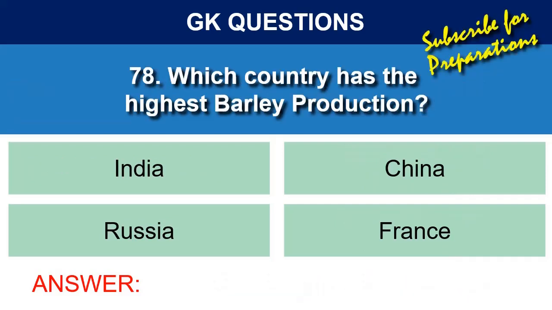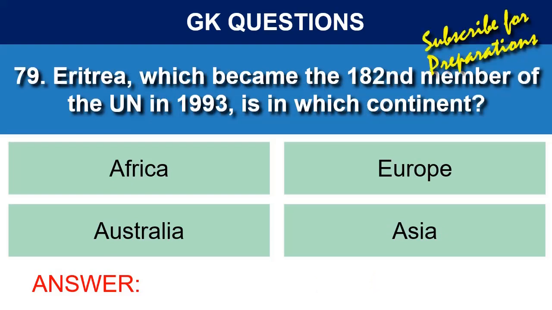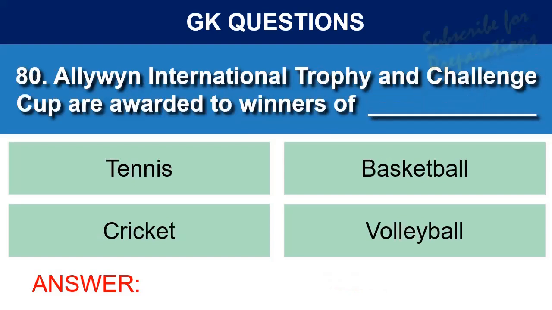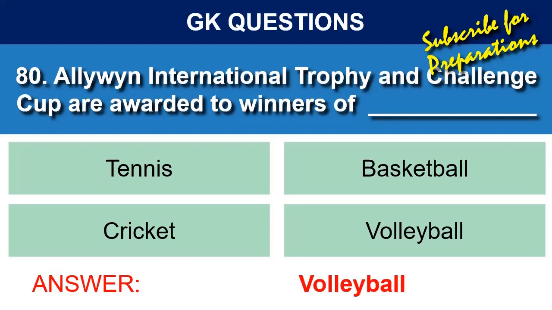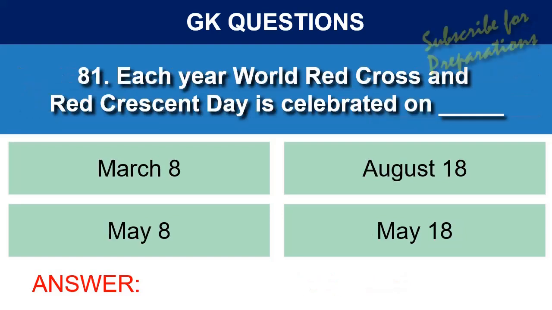Which country has the highest barley production? Russia. Eritrea, which became the 182nd member of the UN in 1993, is in which continent? Africa. Aylesford International Trophy and Challenge Cup are awarded to winners of volleyball. Each year, World Red Cross and Red Crescent Day is celebrated on May 8th.